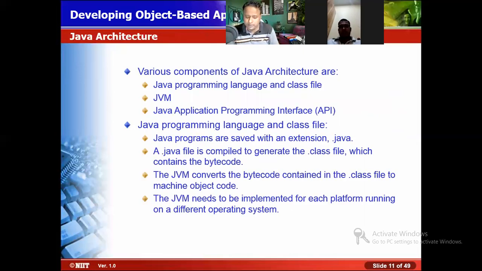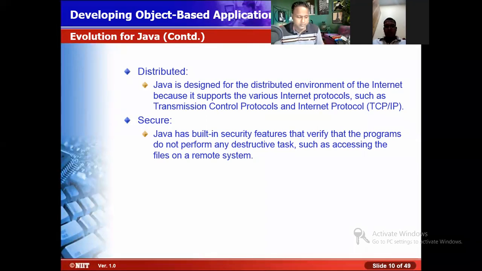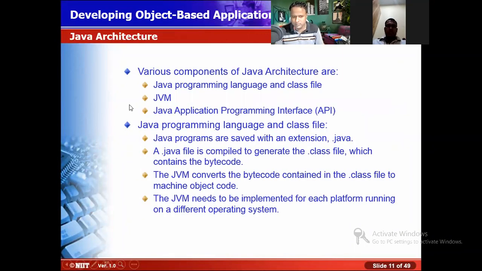Various components of Java architecture. So what are the various components present? One is the Java programming language and class file, the JVM, and the Java application programming interface, or Java API. The first component is the Java programming language and class file.